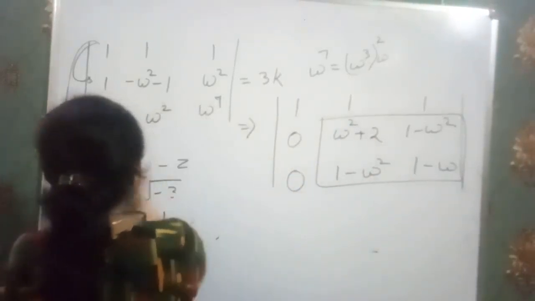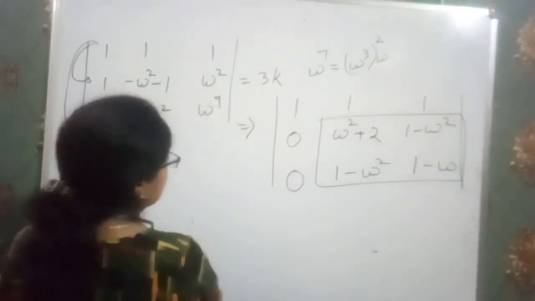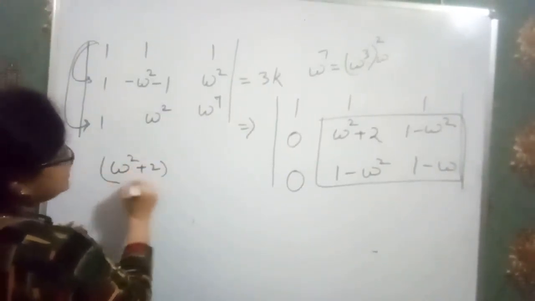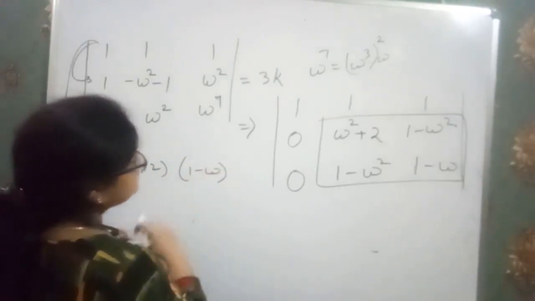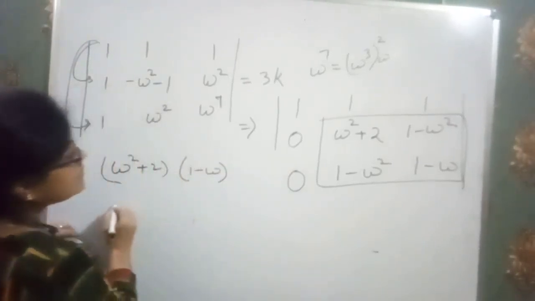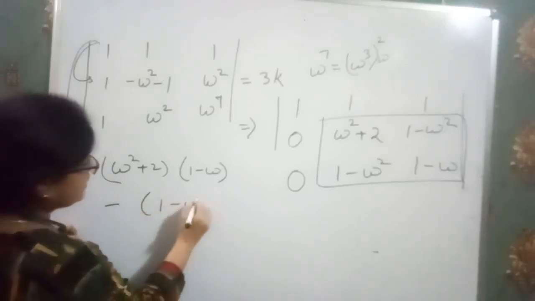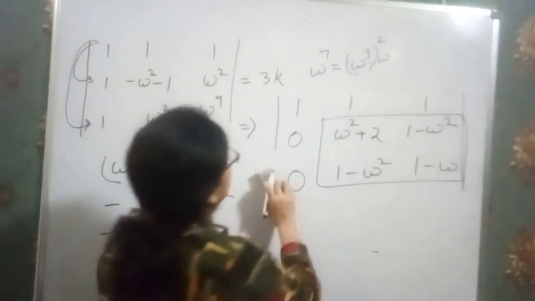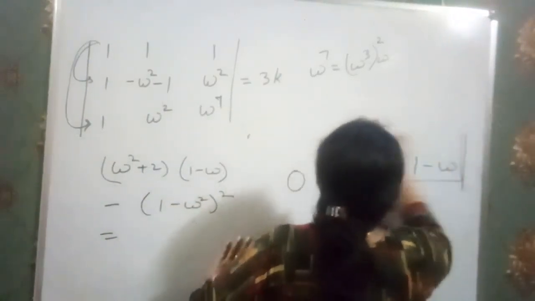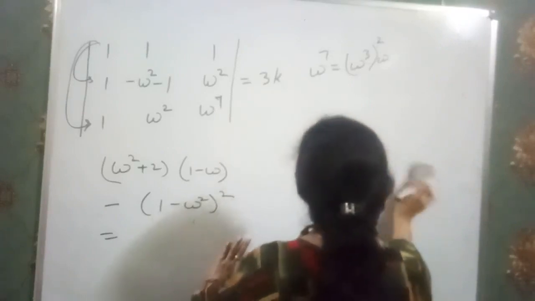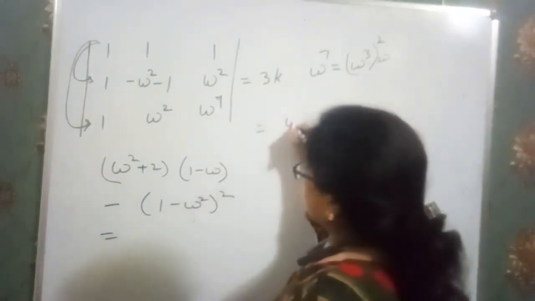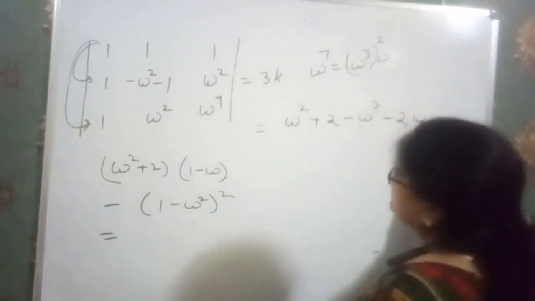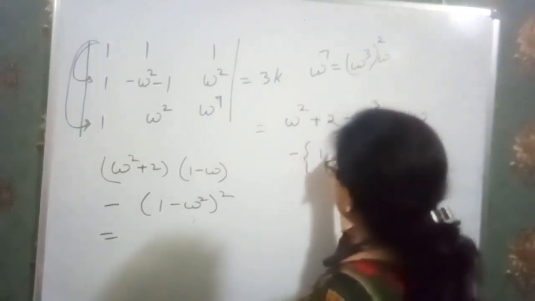So we have omega square plus 2 into 1 minus omega, then minus 1 minus omega square whole square. Clear? Now multiply. On multiplying we have omega square plus 2 minus omega cube minus 2 omega minus 1 plus omega 4 minus 2 omega square.